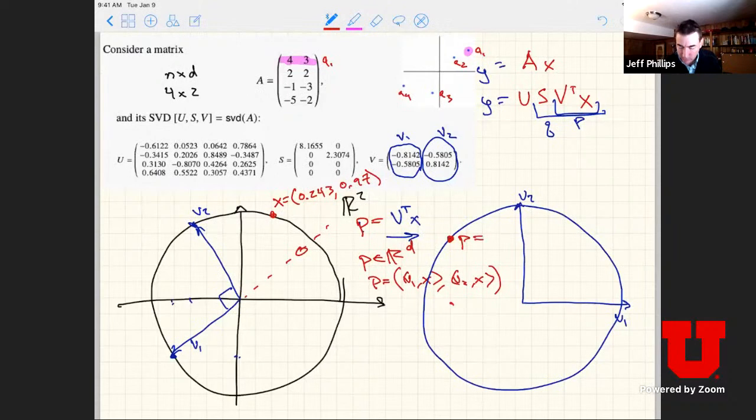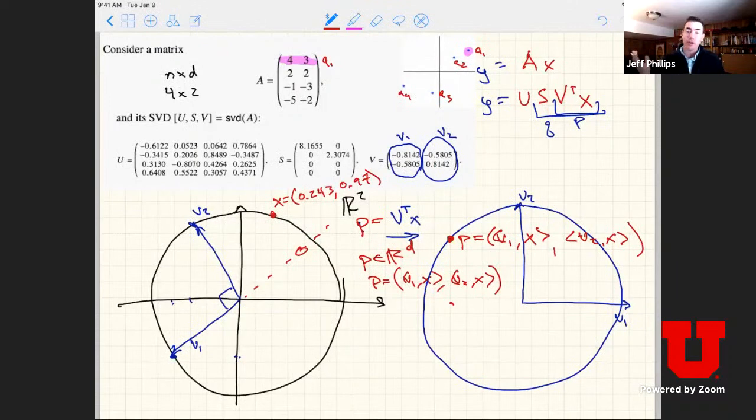Again, this is V1 dot X, that's the first coordinate, and V2 dot X is the second coordinate here. Right, so it's still a unit vector. Remember, the orthogonal matrices do not change the scale, so if it started as a unit vector, it's going to stay a unit vector. If it started as a length 2 vector, it's staying a length 2 vector here. So it's not changing the scale, but it's changing the basis. I've changed the basis into this V1 and V2 basis here.